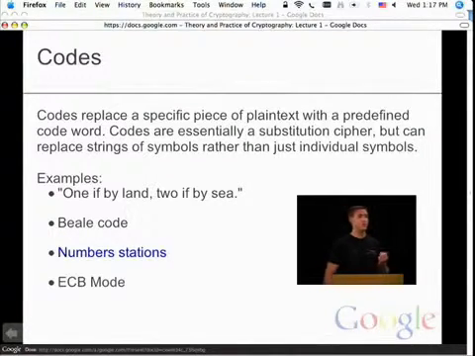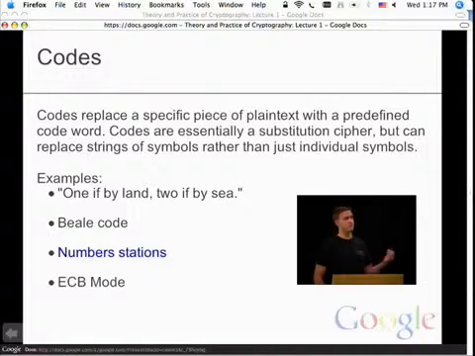Another example is the Beale code. This was something back in the 19th century where this guy Beale released a pamphlet that was like a map to gold or something.